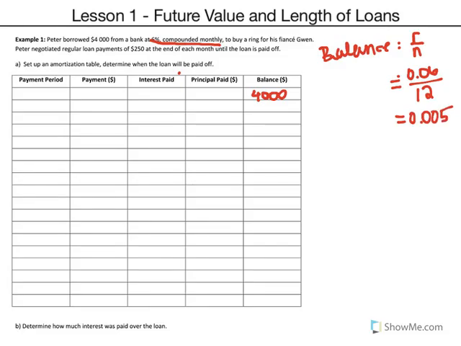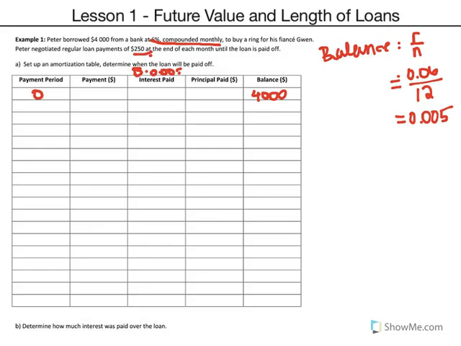And he's buying a ring for his fiancée, Gwen. Peter negotiated regular loan payments of $250 at the end of each month, until the loan is paid off. Set up an amortization table and determine when the loan will be paid off. So for 0 payment periods, he has a loan of $4,000. Now to figure out our interest, we take that balance and multiply it by 0.005.